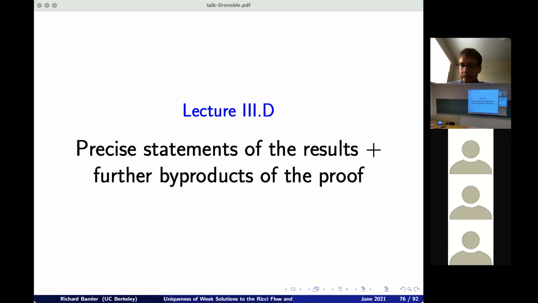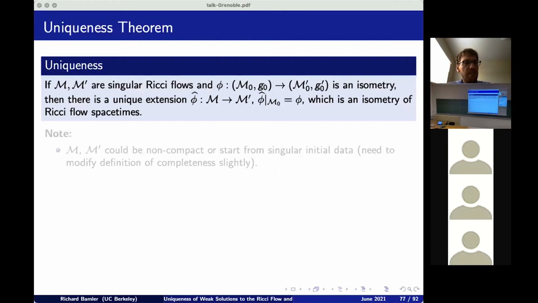Okay? So let's just state the main results in the best possible way, and this will help us in a moment. So first of all, what we've proved, at least in the toy case, is this uniqueness theorem. We've proved that if we have two singular Ricci flows, and we have an isometry at time 0, then there's a unique extension of these singular Ricci flows, which is an isometry between Ricci flow spacetimes. And this can be proven in the general case.